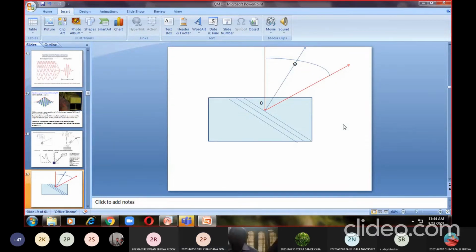But I have given you this angle phi. The angle between the first and the last red ray is phi. The total angle between the incident ray and the reflected ray is phi. So what is the angle of incidence? 90 minus theta. Good. 90 minus theta can also be written as phi by 2, as you see here.